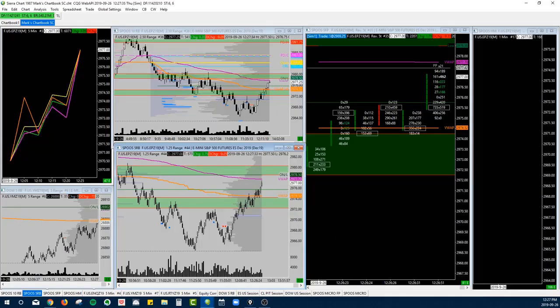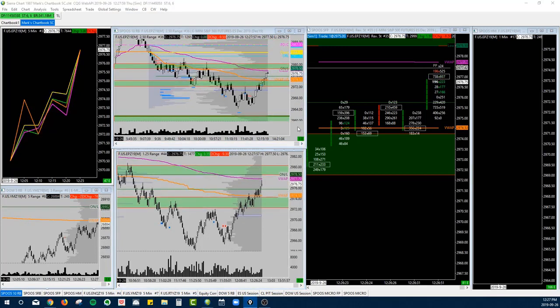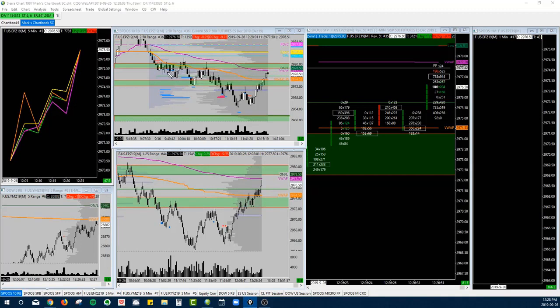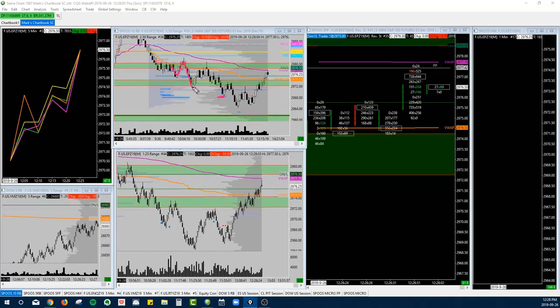So this is what the order flow screen looks like. We've got two examples. The first example was this break to fresh lows. As you guys will know, we don't really like to take breakout trades.